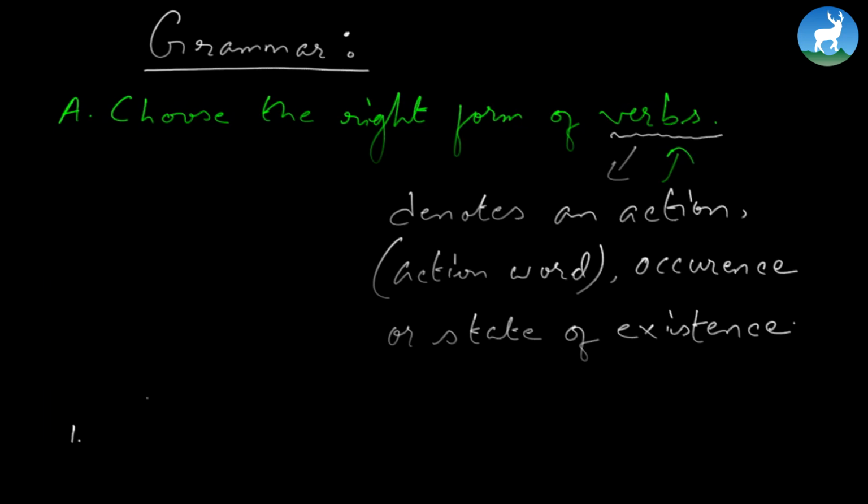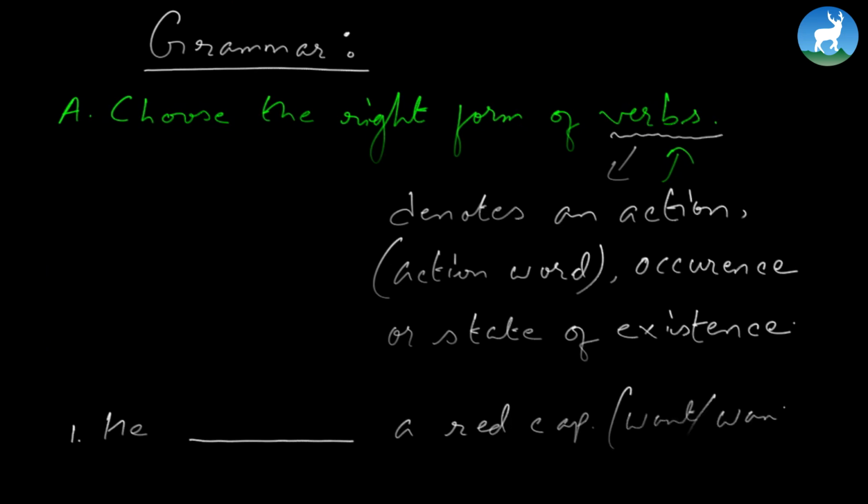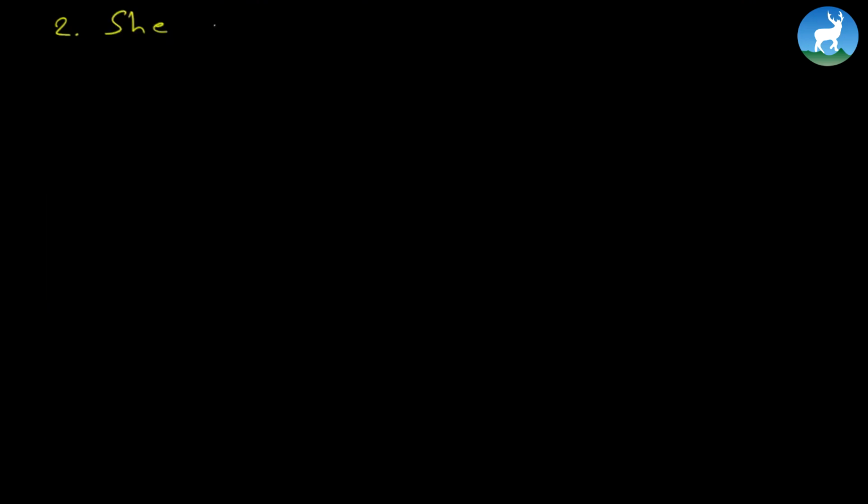Like for example, one, he blank red cap. The options we have are want and wants. So what do you think is the correct verb in the sentence? He want a red cap or he wants a red cap? We just choose the correct form of the verb. In this case, he wants a red cap. He wants is the present tense. Let's move forward. Two, again, good job.